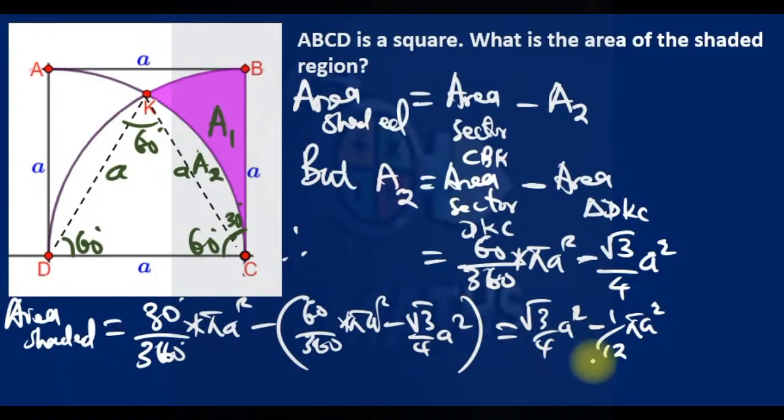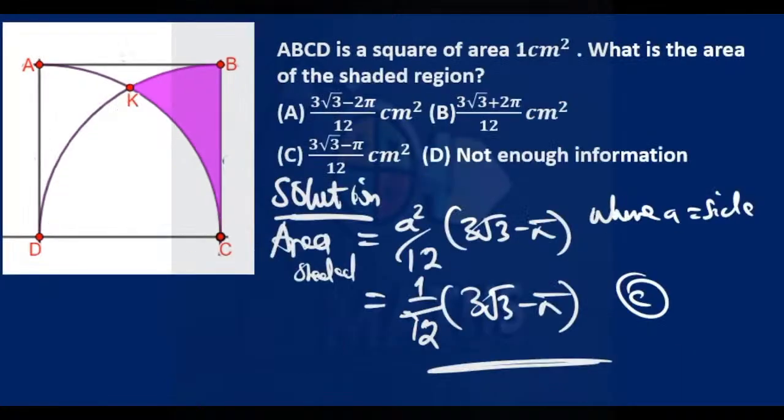which is the same as, we can find the LCM. The LCM is 12. And this in this is 3, so 3 root 3, while this in this is 1 minus pi. So what is common in both is a squared. A squared is common, you bring it out. 12 in this, 3 times that, you get this 12. So that's how I got the formula.